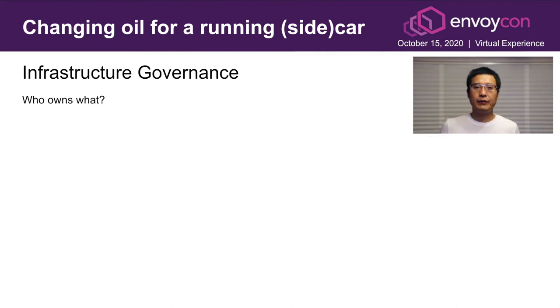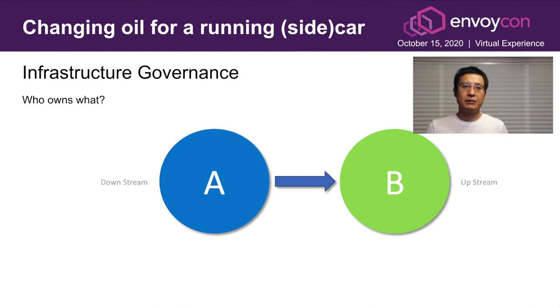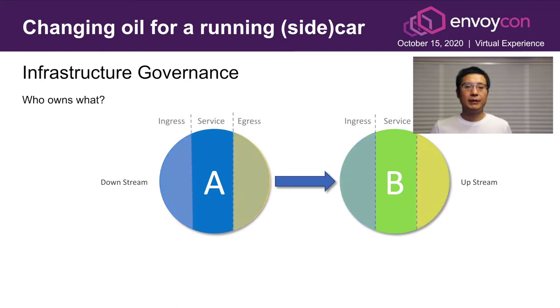So how do we fit those personas into the service mesh world? Let's start simple. A service A and a service B, and service A talks to service B. In this case, we call service A a downstream, service B an upstream. And instead of treating each service as monolithic, we cut them into three pieces: ingress, egress, and the service itself. Then we fit each persona's responsibilities into each piece.